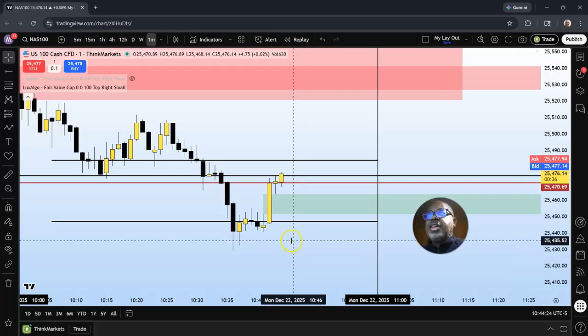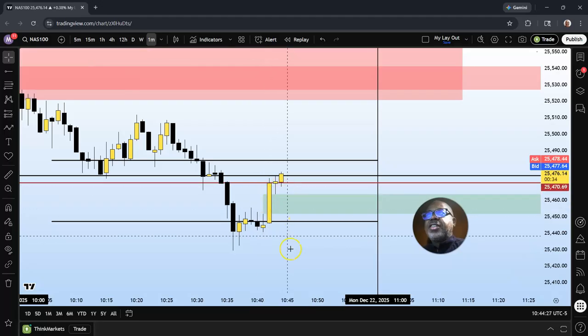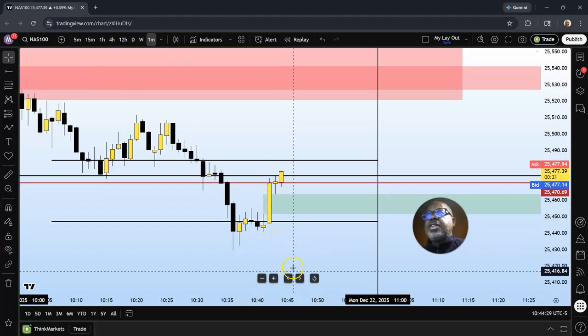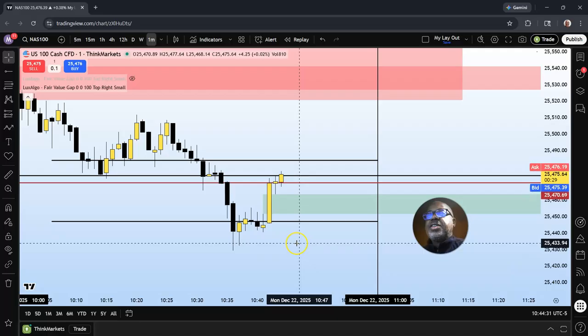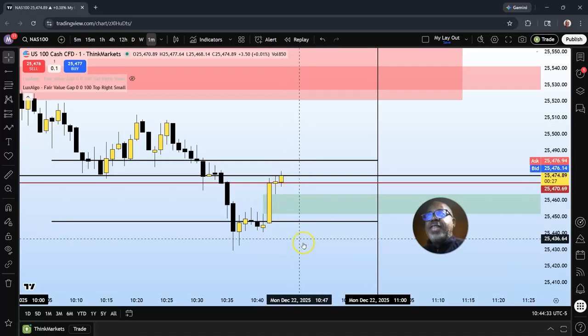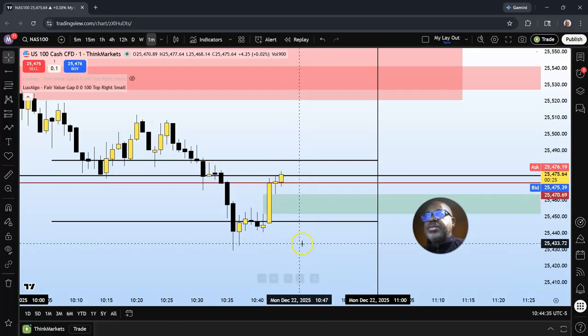Some of you probably say, you should have got into the trade right there. No, you gotta wait for confluences. You gotta wait for the pattern to develop before you take a trade.